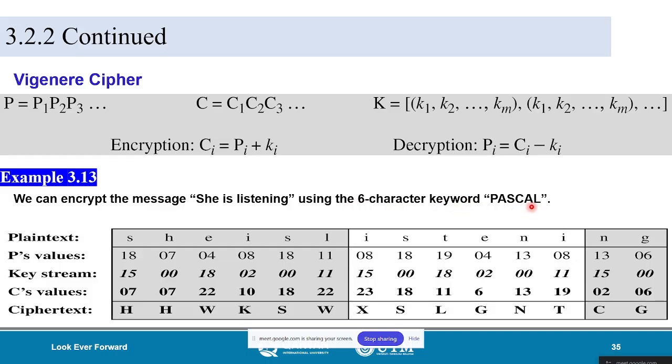Okay. Now the value for Pascal for the P is 15. For the A is 0. Is that correct? And so on.